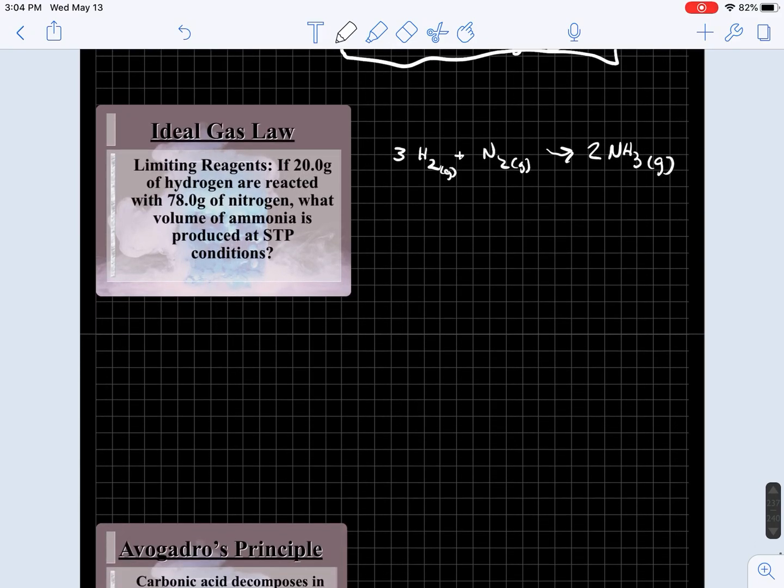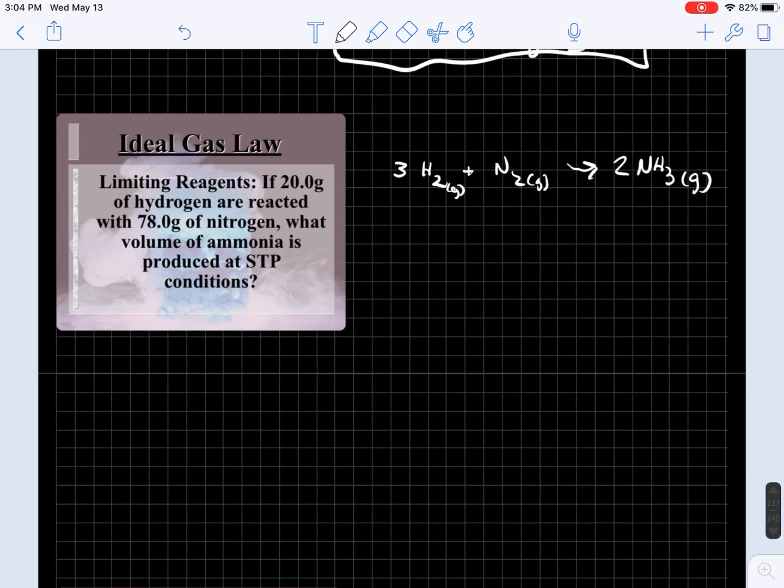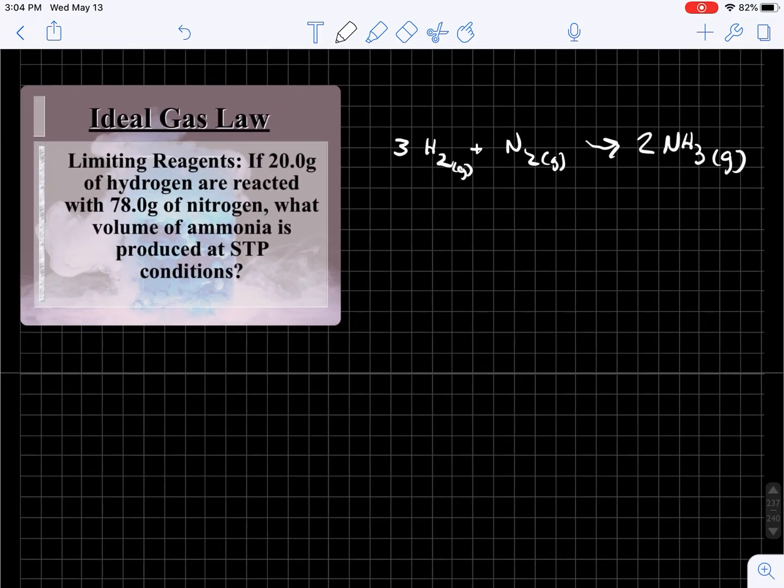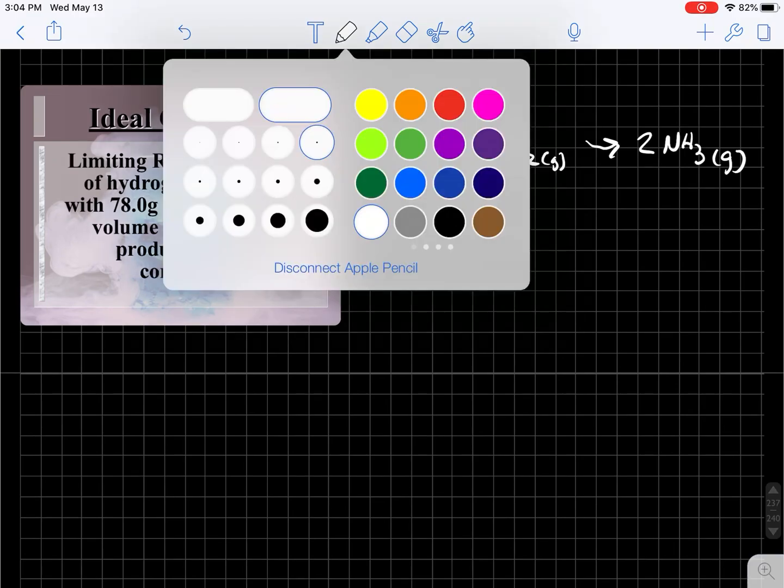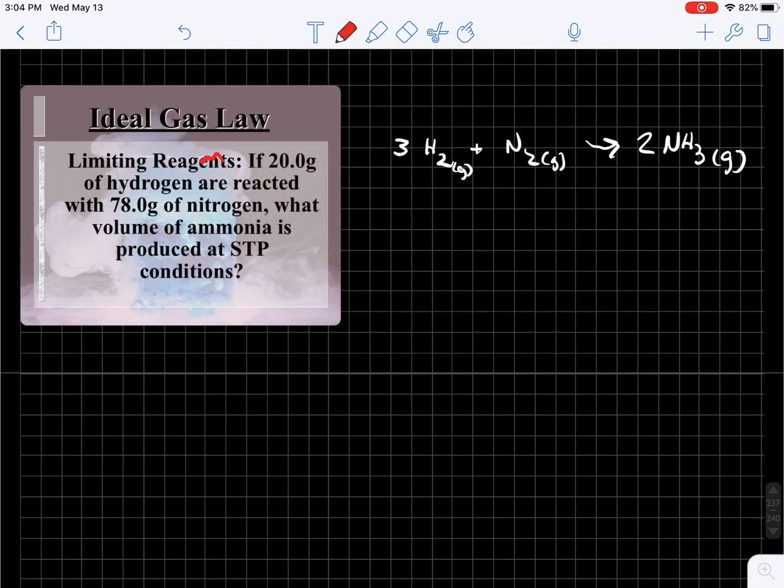How embarrassing. All right, anyway, limiting reagent problems. Now, in a limiting reagent problem, the way you know that it's limiting reagent is not because they put the words limiting reagent in front of it, but because they mention values for both reactants. And they're saying, all right, we're going to use 20 grams of hydrogen. We're going to use 78 grams of nitrogen.